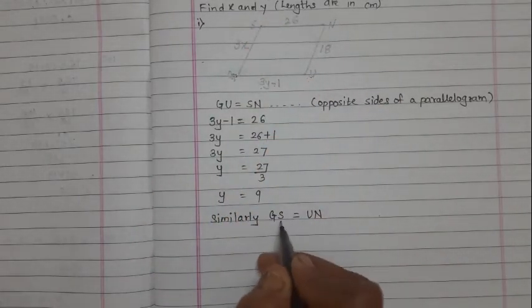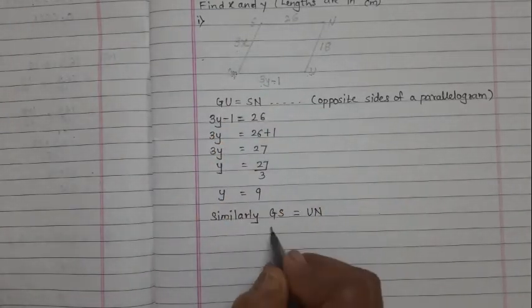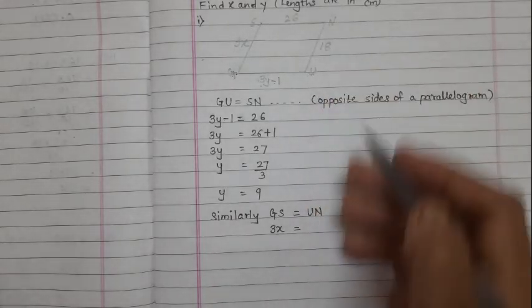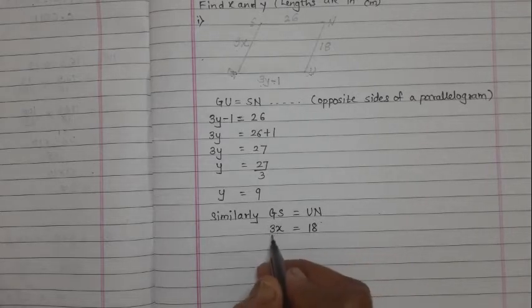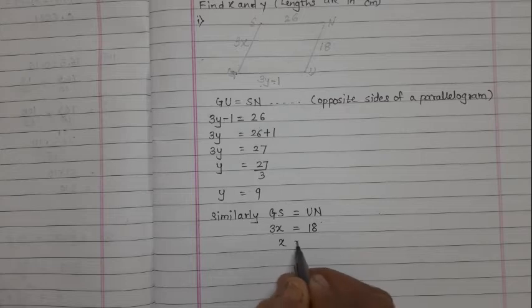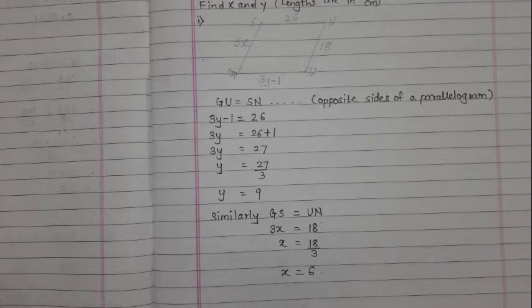Now GS, how much is it given? GS is given as 3x. So write here 3x is equal to UN. UN, how much is it given? 18. Okay, now 3 is multiplied here; if we transfer it to this side, it will become divide. So 18 divided by 3. So x is equal to 6, because 3 sixes are 18. Okay, so x is equal to 6.